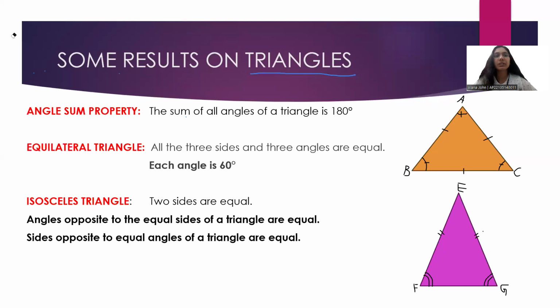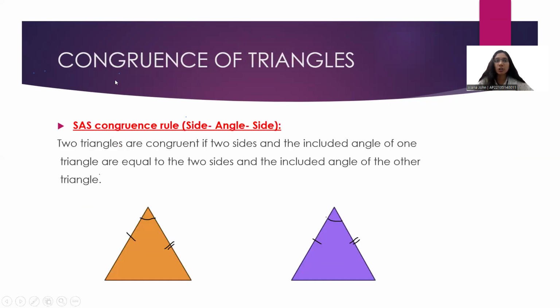Fine. So now what we are doing is, when we are taking two triangles in a plane, if we are taking one triangle and placing it on the surface of the other triangle, then if they fit exactly, which means no extra portions are seen outside because they fit exactly the same, then we say that the two triangles are congruent.